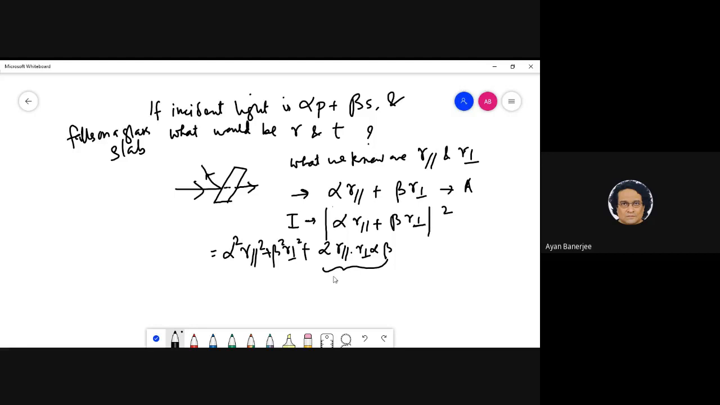Will they interfere? They should not. They are orthogonal to each other. Yes, so these are zero. Do you understand? So if you blindly do this and you include this and add, you're wrong. What you have to essentially do is just this.